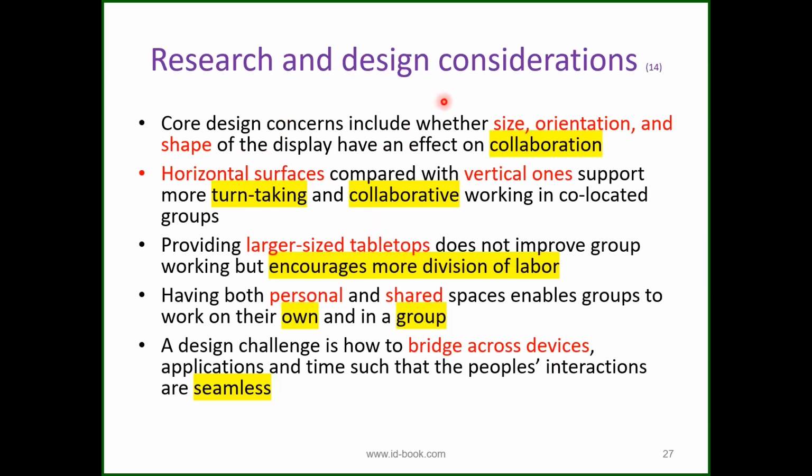The design considerations and the research considerations include deciding the size, orientation, and shape of the display that can be good for collaboration. Horizontal surfaces are better than vertical surfaces while supporting turn taking and collaborative working in co-located groups. Larger tabletops do not improve group working, but they encourage more division of labor. Like if you have a larger table, more people can come and work on it at the same time.